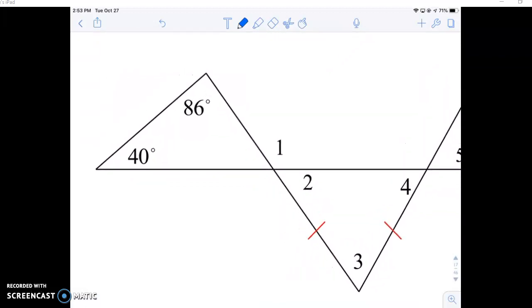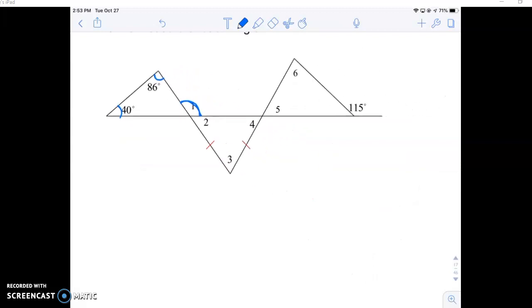We've got to figure out what angle 1 is. We're actually just going to use the exterior angle theorem that we just talked about. Remember, what the exterior angle theorem tells us is that the exterior angle is equivalent to this angle plus this angle. So I'm going to say angle 1 equals 86 plus 40, or 126 degrees. I'm going to fill that in, 126.